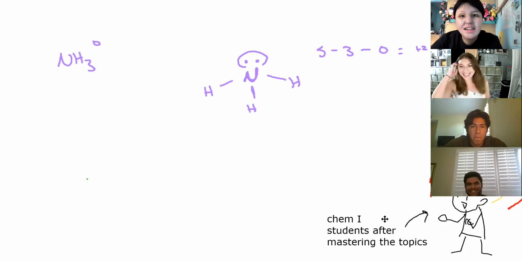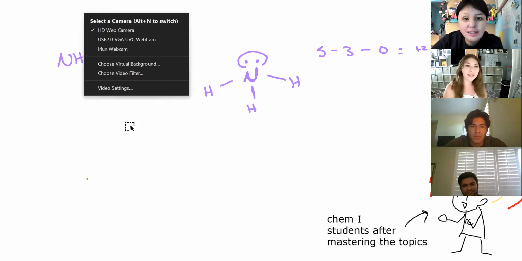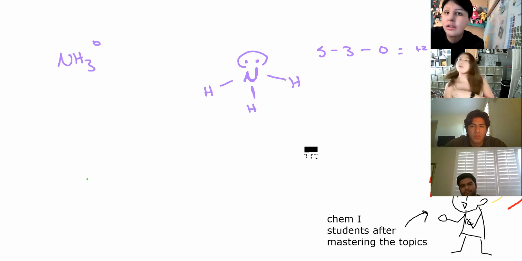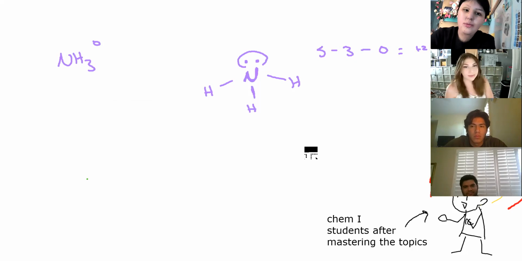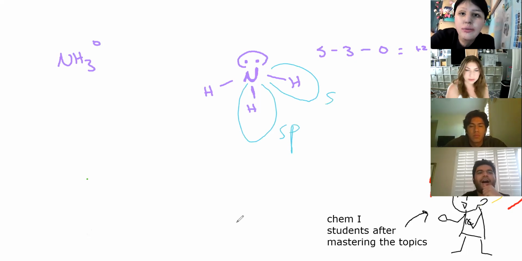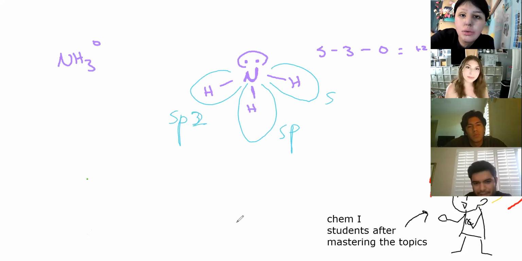All right. So there's an easy way to do it. I like to think of it as counting. And I'm not gonna erase anything. So there's a way I like to do it. 1 electron region, that's s. 2 electron regions, sp. 3 electron regions, sp2.